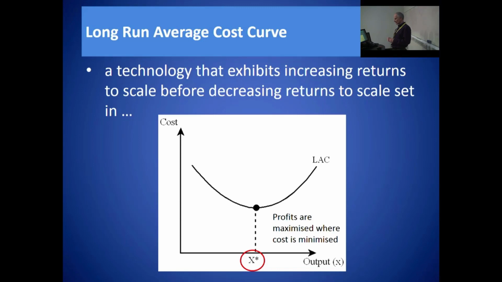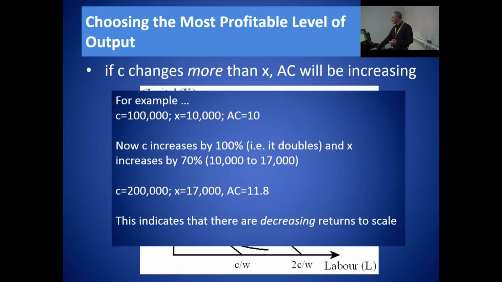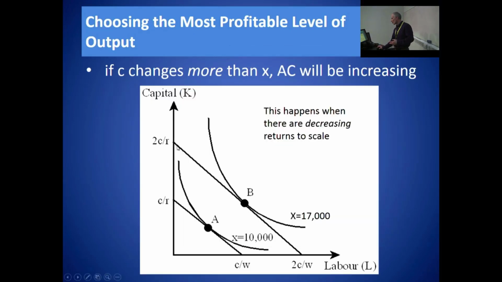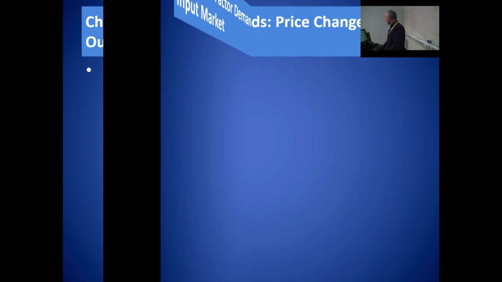X star units of output, combining isoquants and iso-cost curves to produce that long-run average cost curve.